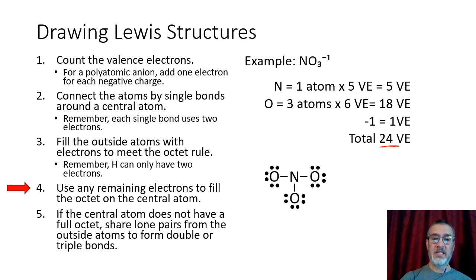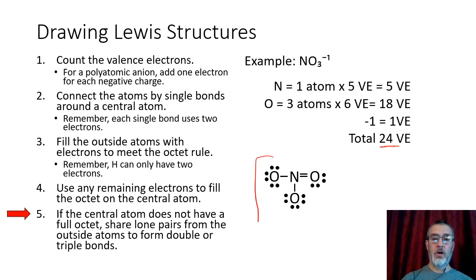So now I have to go to the next step, and that is if the central atom does not have a full octet, which this nitrogen doesn't, it only has 2, 4, 6 electrons from the 3 bonds, I have to pull one of the lone pairs from the outside oxygen atoms and pull it in to make another bond with the nitrogen. So I'm going to share this pair of electrons in with the nitrogen to form another bond. And so now I have nitrogen double bonded to an oxygen and single bonded to each other oxygen.